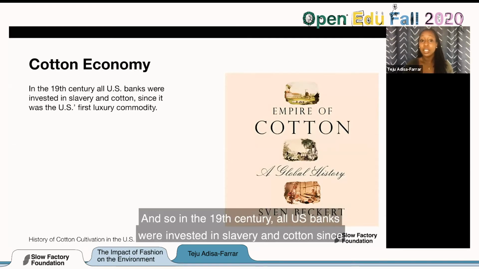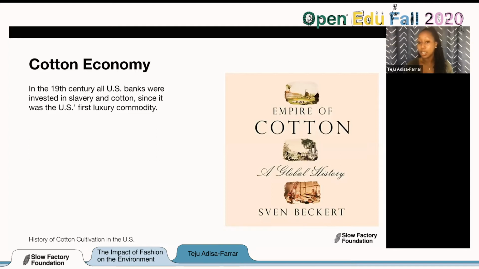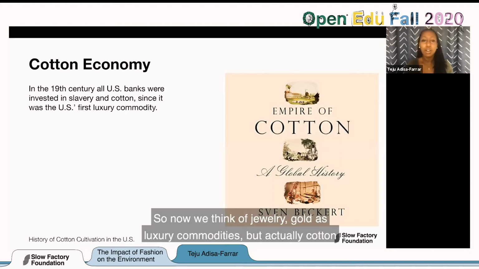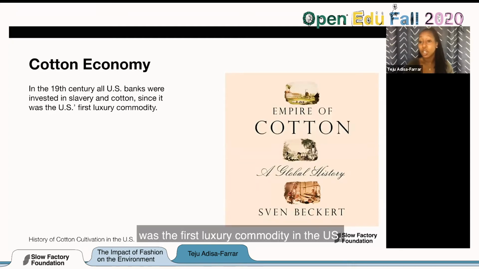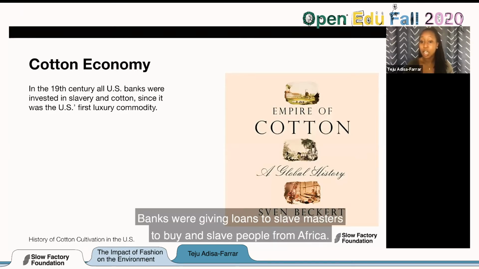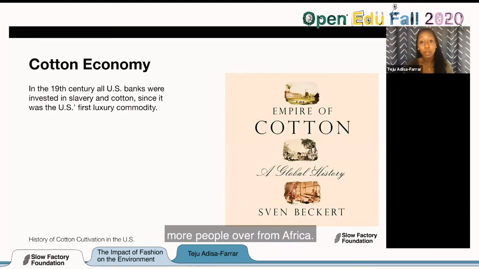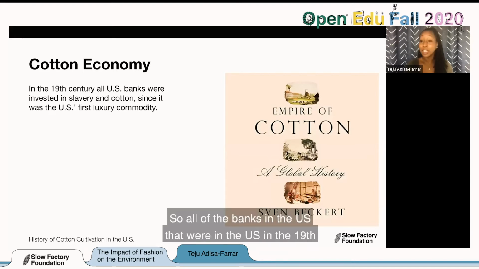And so in the 19th century, all US banks were invested in slavery and cotton since it was the first US luxury commodity. So now we think of jewelry and gold as luxury commodities, but actually cotton was the first luxury commodity in the US. And so all of the banks were giving loans to plantations, giving loans to slave masters to buy enslaved people from Africa. They were giving loans to build ships that were bringing more people over from Africa. So all of the banks in the US in the 19th century were connected to cotton because it was such a lucrative industry.